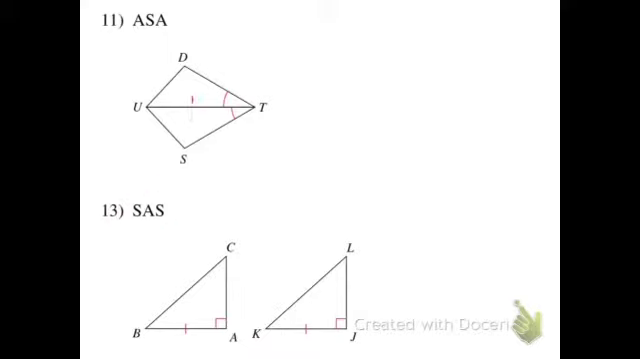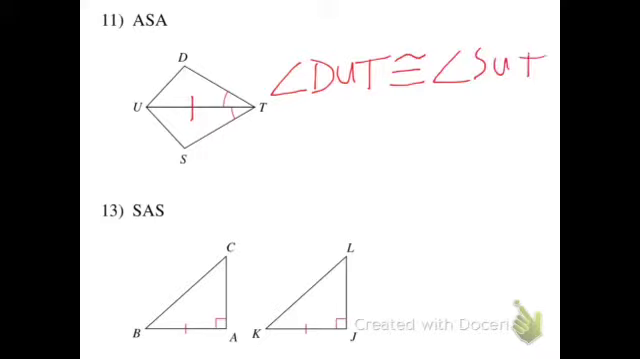On 11, we know this middle side, since they share it, is congruent for both. And so if we look at our triangles, on the top one we have angle, side, we would need this angle. Angle, side, we would need this angle. And so we need this angle and this angle to be congruent. And so that's what we're going to write down. Angle DUT needs to be congruent to angle SUT. And we need those triangles to be congruent.